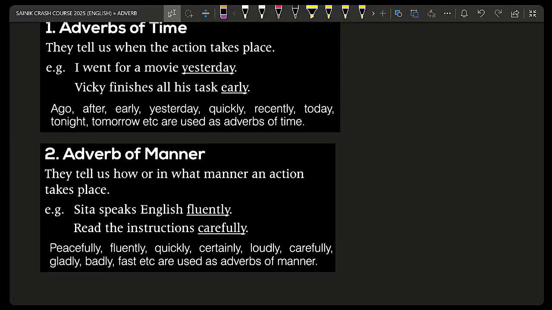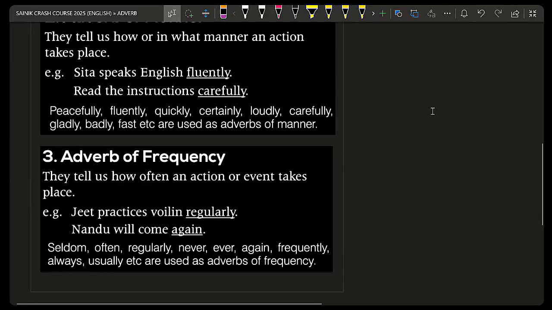Next, adverb of frequency. Frequency means how often, how many number of times it's happening. They tell us how often an action or event takes place. How often? How many times? Jita practices violin regularly. How often? Regularly. Nandu will come again. How will he come? He comes again and again. Seldom, often, regularly, never, ever, again, frequently, always, usually. These are all called adverbs of frequency.